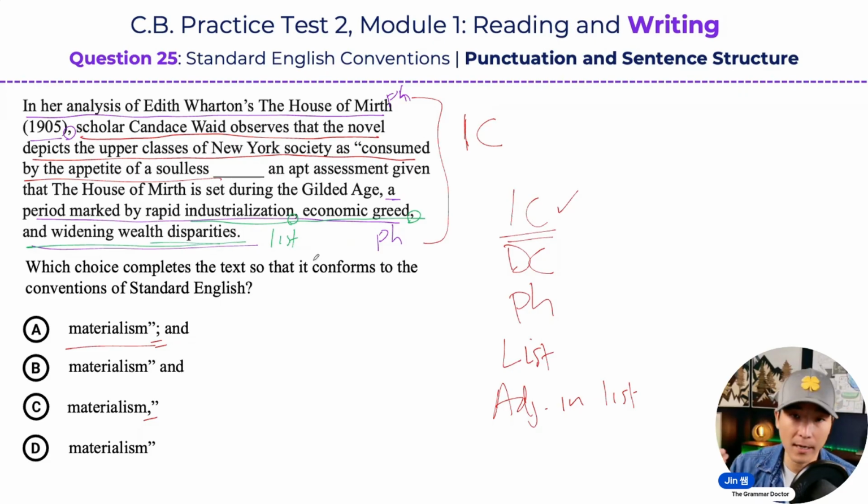Why is that important for me to recognize? It's important because commas are going to be used to separate each of the items in the list when the list consists of more than 2 items. So when you have a list of 3 items or more, you're going to see commas between each of these list items. This is why you see a comma between industrialization and economic greed, and a comma between economic greed and widening wealth disparities. So it's important to be able to identify the components in a sentence, and then put all of this together and make sense of the sentence.